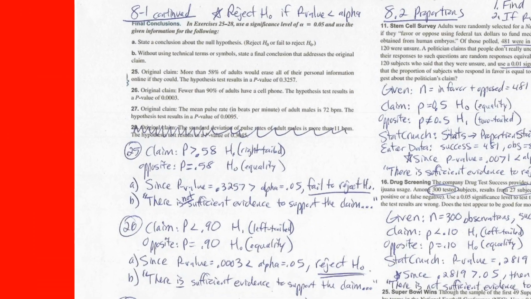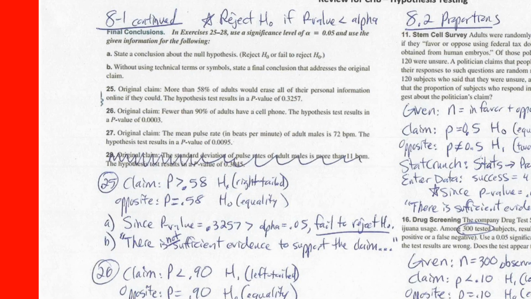Okay, so 8.1 continued. Again, a reminder, if the p-value is really small and it's smaller than alpha, we're going to reject the null hypothesis, okay, which means that it's very far away from that mean, from the middle part. And we also have 2 parts: state the conclusion, and then, without using technical terms or symbols, state a final conclusion.